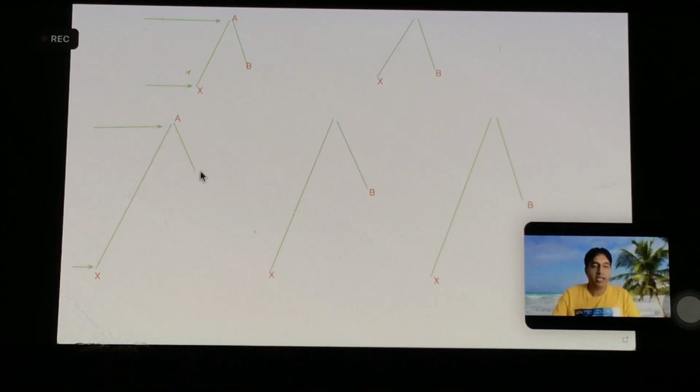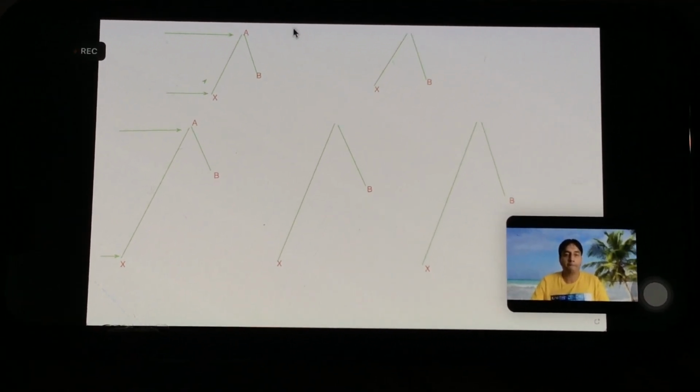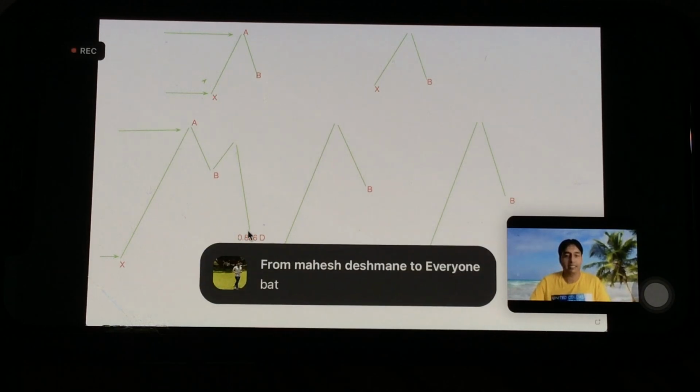So 0.382, which are the likely patterns? It will go from B to C and it will come here. Right? This is 0.886 D. So which pattern is this? It will be back. Right? When it comes to 0.886, it will be back.